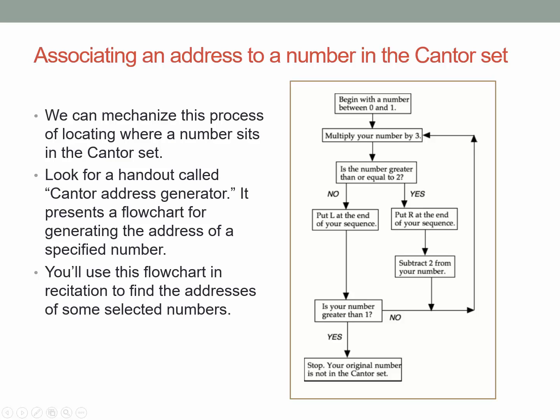So what you should do is to look for a handout that looks like this. You're going to take this handout to recitation. You want to be referring to it right now as I continue this lecture. The handout is called Cantor Address Generator, and it presents a flowchart for generating the address of a specified number. You're going to use this flowchart in the recitation to find the addresses of some selected numbers.